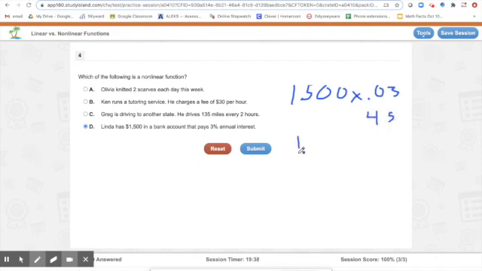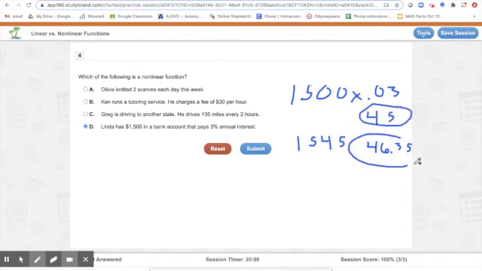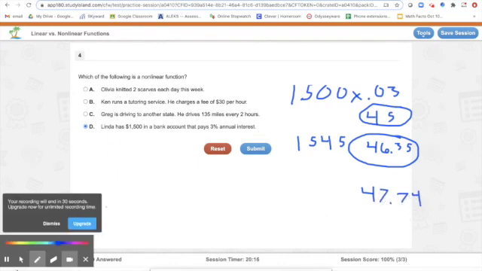Okay. So now in her bank account, she has $1,545. And if I take $1,545 and multiply that by a percentage, now she earns $46.35. So 1 year it went up $45. The next year, it goes up $46.35, and that amount is going to keep increasing over and over and over again. In fact, the year after that, it's going to go up $47.74. All right, so that is the nonlinear situation.